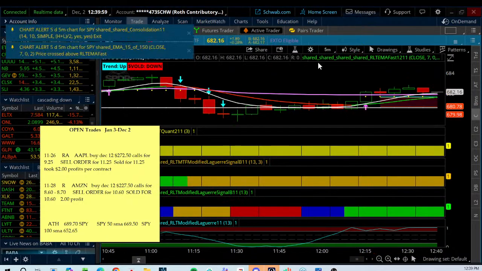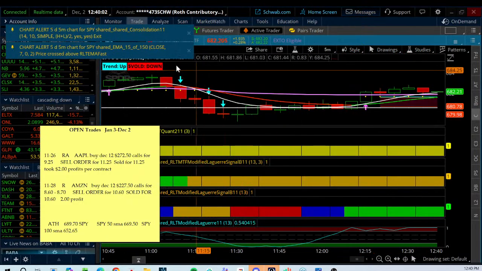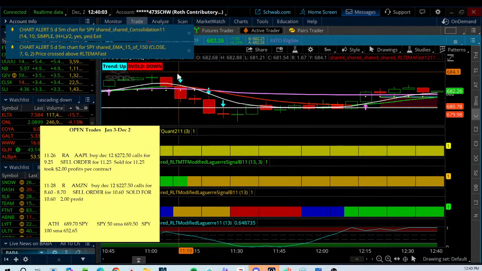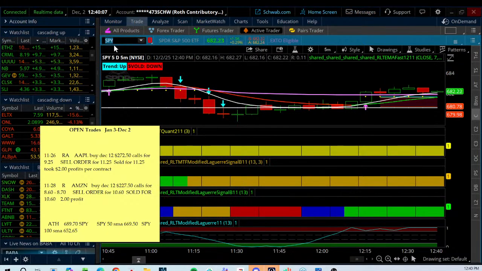SPY moved up. There's a nice little pop on the SPY. Now it's pulling back again. This is just, again, garbage price movement. It really is. And I can tell you the market internals are not doing anything. They're just chopping up and down, up and down. Not doing a thing.